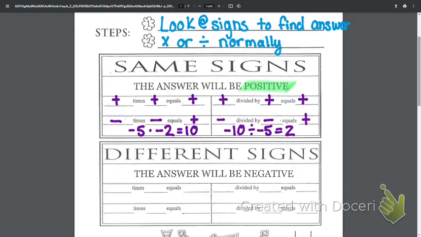Now, if you have different signs, that's when things get a little different. That's when it becomes a negative. So if I am multiplying and I have a positive number times a negative number, that's going to stay a negative number. If I have a negative number times a positive number, that's also going to stay a negative number. And these rules still apply with dividing as well. So positive divided by a negative is a negative. A negative divided by a positive is still going to be a negative number.